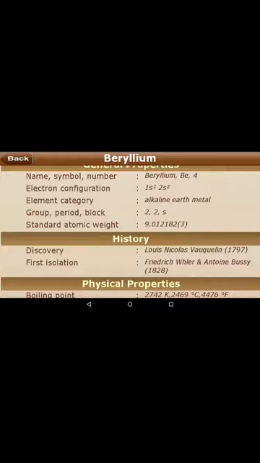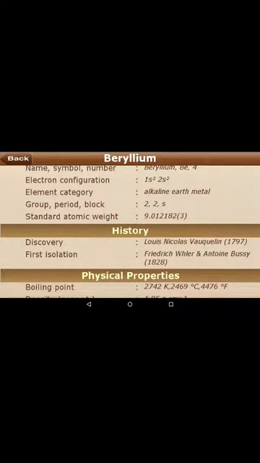It has an electron configuration of 1s² 2s². That means in the first shell, it has 2 electrons, and in the second shell, it has 2 electrons. So beryllium occupies the s-block orbital.